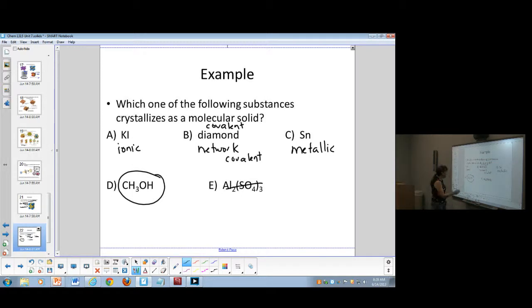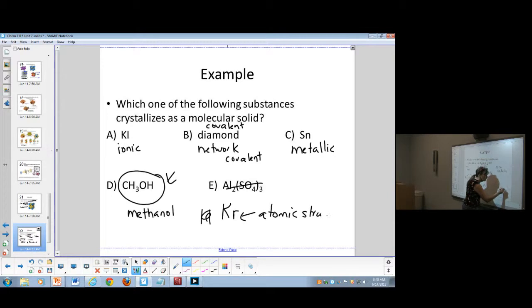well, you're going to learn this soon. This is called methanol, which is really rubbing alcohol. At any rate, it can be used as a gasoline additive. But at any rate, this is covalently bonded. This would be your molecular solid. What other one don't we have up here? How about if we put in krypton? One of my favorites because of Superman, even though that was kryptonite. But anyway, krypton was going to be an atomic structure.